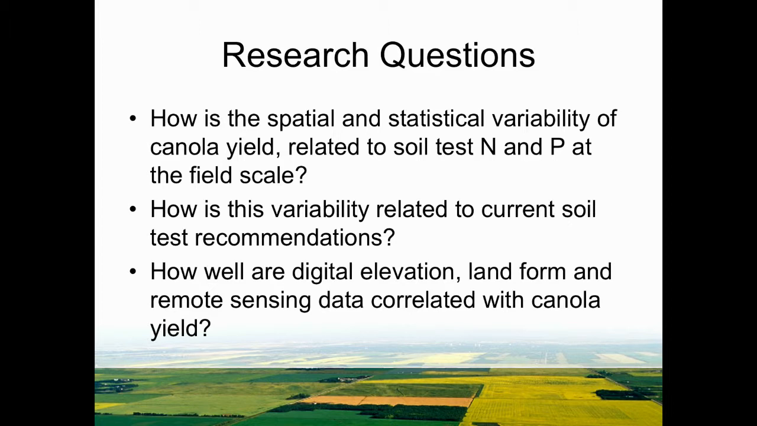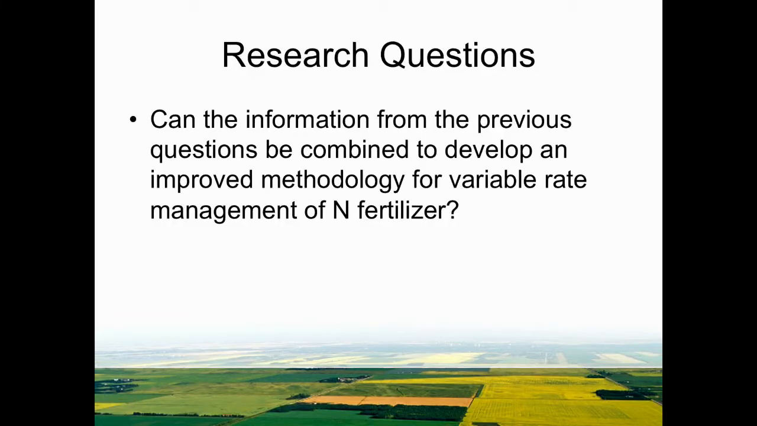How well are digital elevation, landform, and remote sensing data correlated with canola yield? And when I raise this question, I want to emphasize that it's the combined information from all of these. I'm well aware that the industry is far ahead in using remote sensing data to develop consulting plans and variable rate management. I'd just like to see how the combined information from all of these sources relates to canola yield in field scale variability. Can the information from those questions be combined, as I mentioned, into improved methodology?